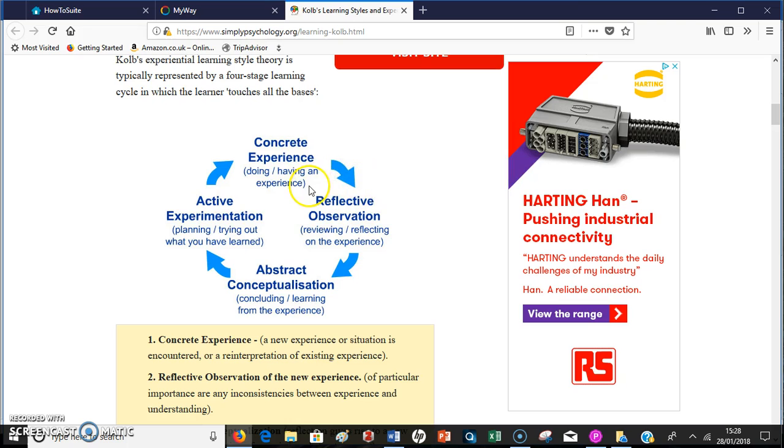Alright, you have an experience, you reflect upon it, you have some sort of conclusion. What is happening here? What does this mean? And then before your next experience, you make some planning for it. You try things out. And then you enter the next cycle. So there's another cycle after that one, and another cycle after that one. So this is the idea that we learn through doing, through having experiences, and we go through different stages in this learning cycle.